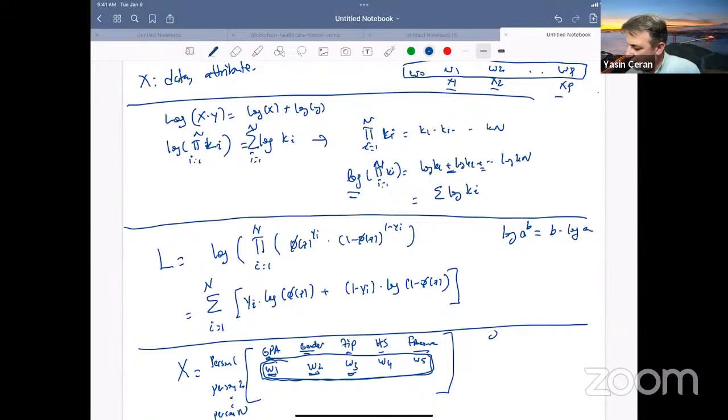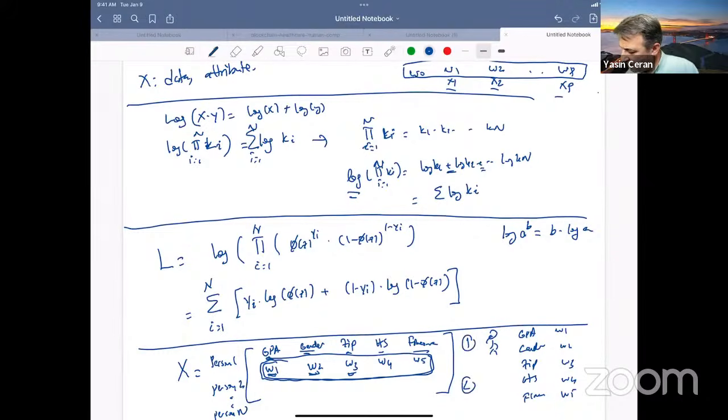If a new guy comes and I want to know whether this guy is going to pass or fail, I'm going to ask this new person: what is your GPA? What is your gender? What is your zip code? What is your high school? What is your family income? I got all this information from this guy. Then I'm going to multiply GPA by W1, gender with W2, zip code with W3, high school with W4, and family income with W5. So this is guy 1, the first one.